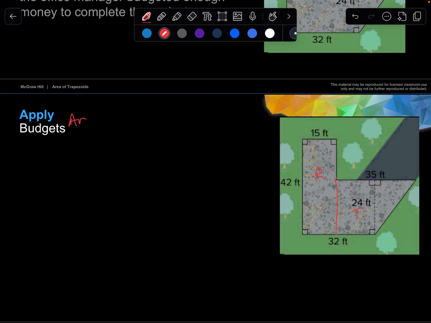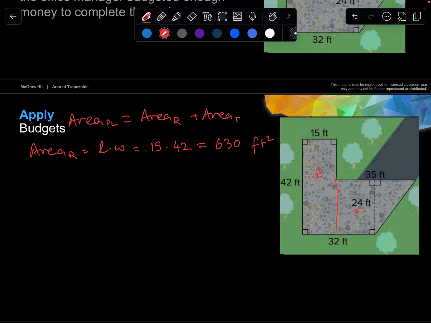So the area, I'm just going to call it PL for parking lot, is going to be equal to area R plus area T, right? Now area R is nothing but L times W, which is 15 times 42, which would be 426.30 square feet. Now my area of the trapezoid is half h times b1 plus b2.